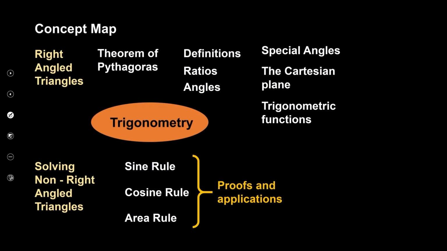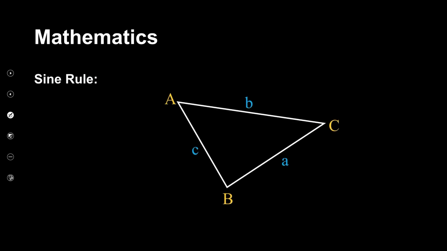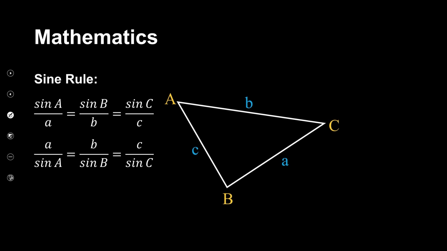Okay, just to revise our concept map, we've learned all three rules and today we're going to be focusing on applications. Let's quickly revise our rules. The sine rule, can you remember what it is? Sine A over A equals sine B over B, which equals sine C over C. And we have the reciprocal version, which you should be quite familiar with.